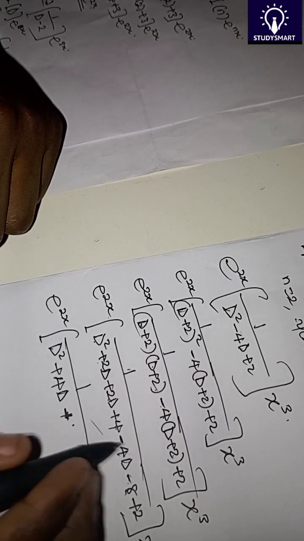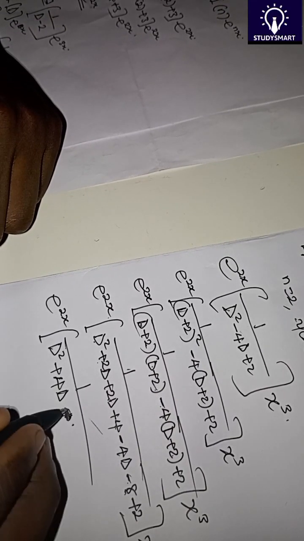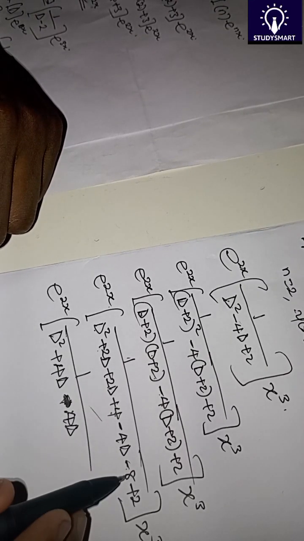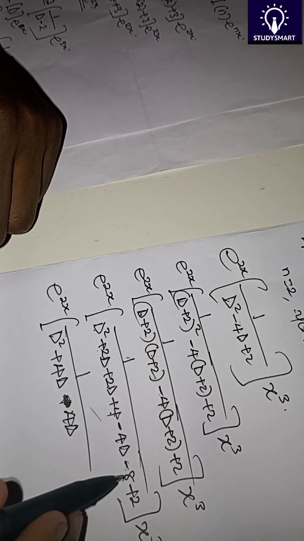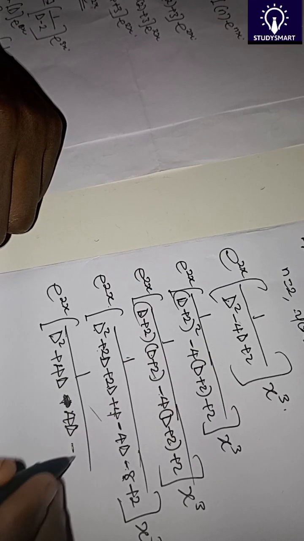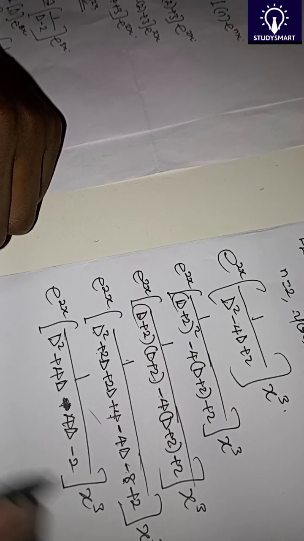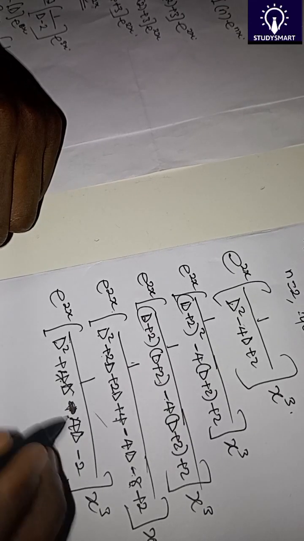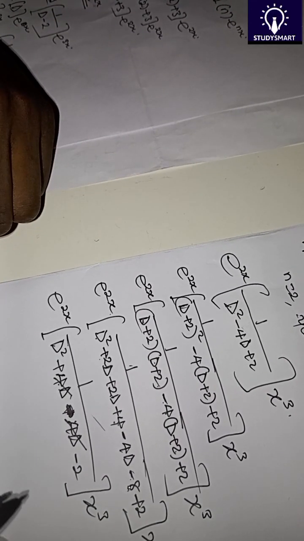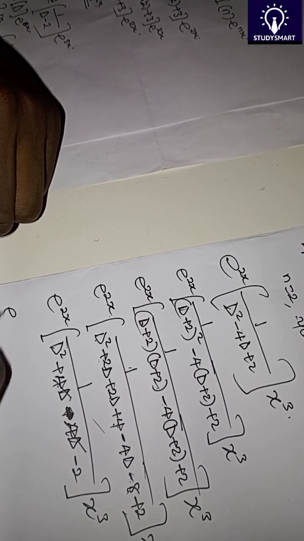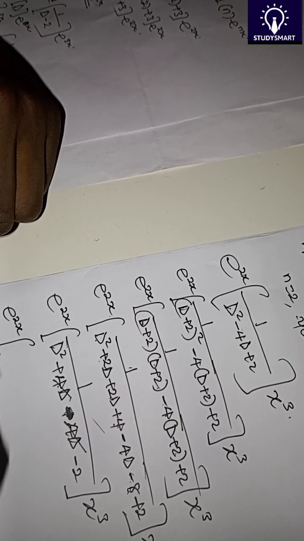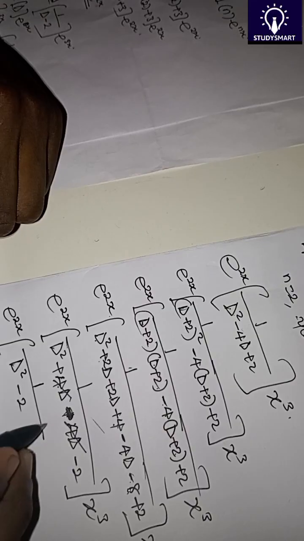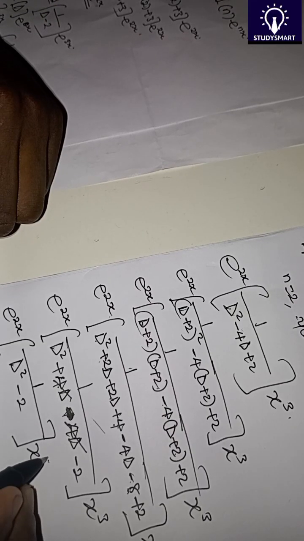Alright, so let's just drop this minus 4 first. I have minus 4d. So 4 minus 8 here gives minus 4. Then minus 4 plus 2 gives minus 2. So this is minus 2. I have x cubed here. So 4d can cancel out here. I'll be obtaining this and this is gone. So I'll be having exponential 2x into 1 over d squared minus 2. Then all outside x cubed.